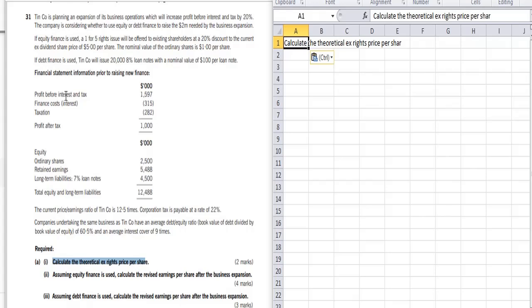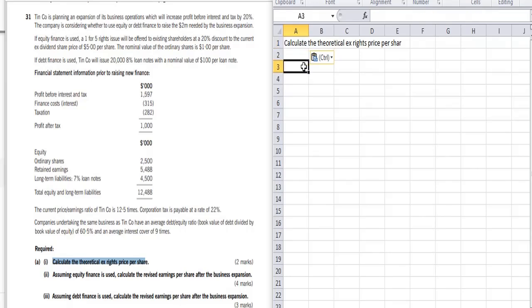Current price earnings ratio of Tin company is 12.5 times, and corporation tax is payable at the rate of 22%. Companies undertaking the same business as Tin company have an average debt equity ratio, book value of debt divided by book value of equity, of 60.5%, which is the sector gearing ratio, and the average interest cover of the sector is also given, which is 9 times. Okay, so first we will calculate the theoretical ex-rights price.